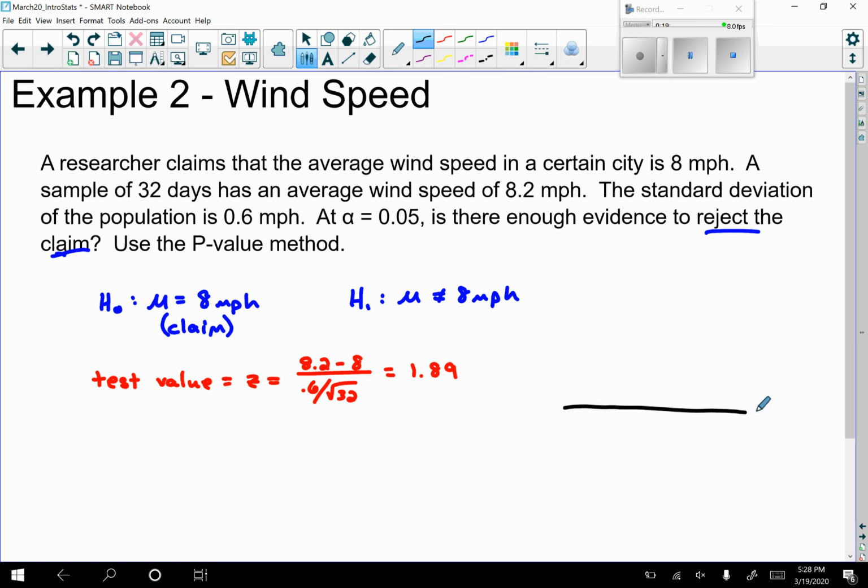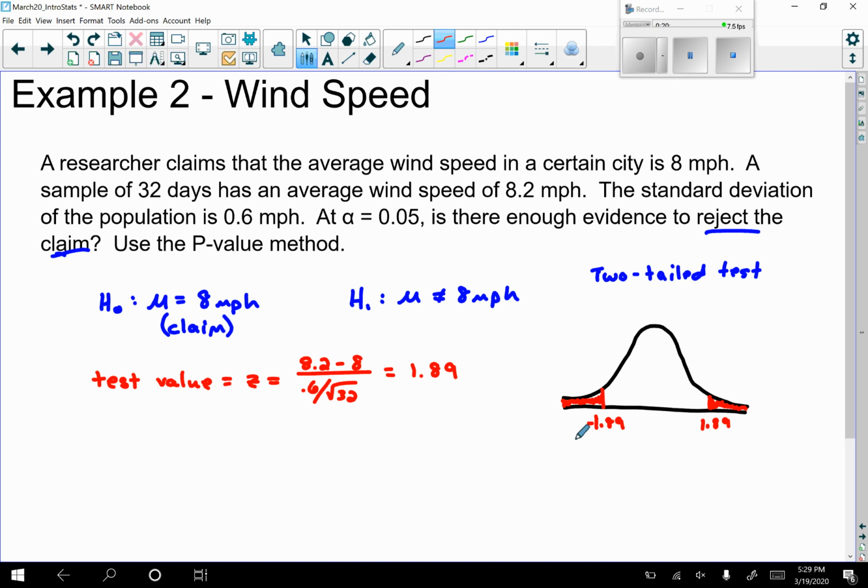So if we make our sketch, if it's not equal to, this is a two-tailed test. So that means I'm going to have a 1.89 on this end, and then a negative 1.89 on this end. Even though it came out to be a positive for our test value, we're still going to put in the plus or minus. So this is telling me this area that's over here, whatever I find, I need to double it because these areas are going to be the same.